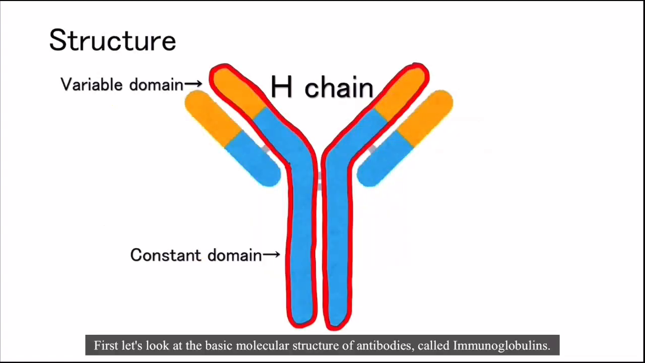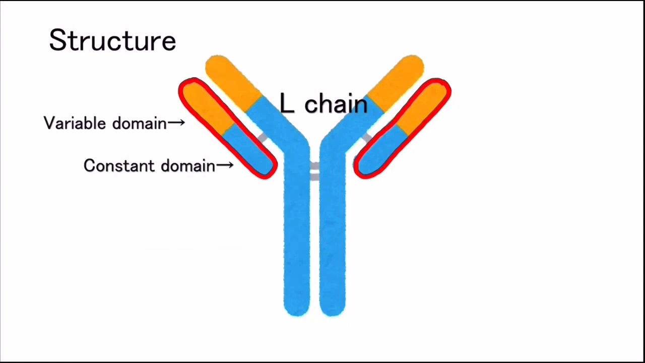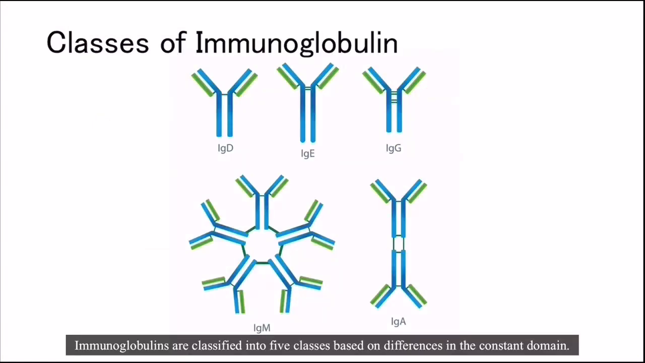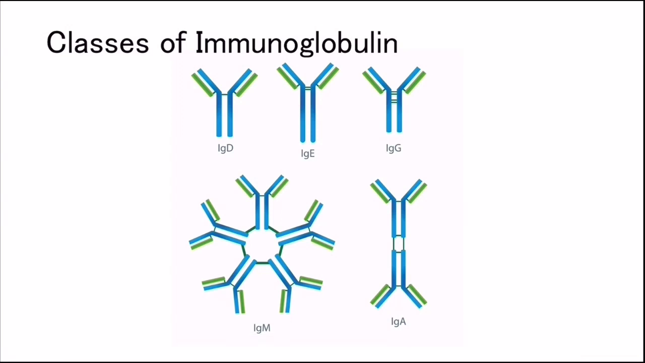First, let's look at the basic molecular structure of antibodies, called immunoglobulins. The longer chain is the H chain, and the shorter one is the L chain. The orange region is the variable domain, and the blue region is the constant domain. Immunoglobulins are classified into 5 classes based on differences in the constant domain.